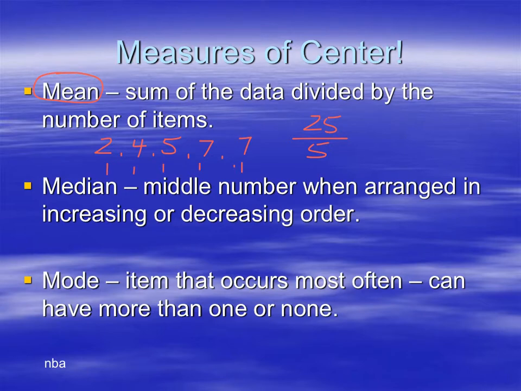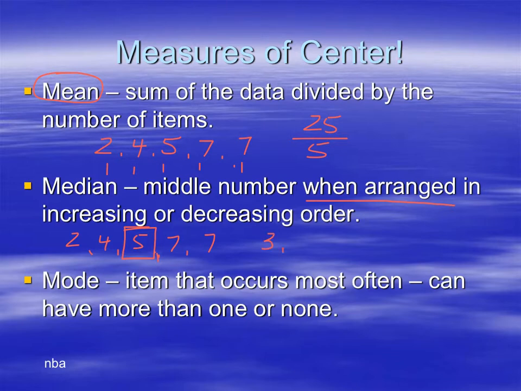The median is the middle number when arranged, which is very important when the numbers are arranged in increasing or decreasing order. So for example, in the set of numbers we just talked about, there are 5 numbers. There is an exact middle, and that middle would be 5, and that would be the median.